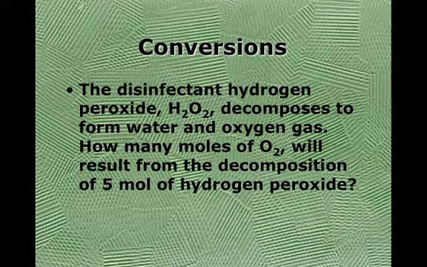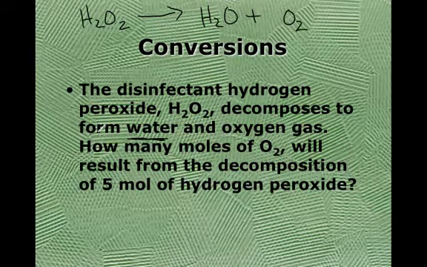What's our reactant? H2O2, and it breaks down and makes water, plus O2. Yep. Is it balanced? Nope. We have 3 oxygens on the right and only 2. Okay. So now we have 4 oxygens and 4 hydrogens, so good.